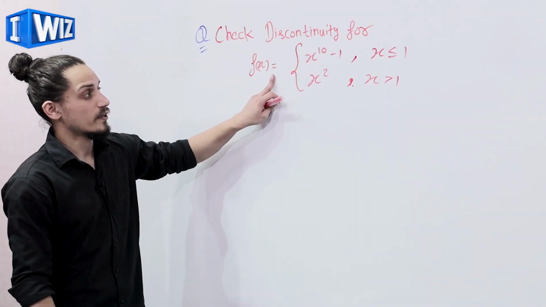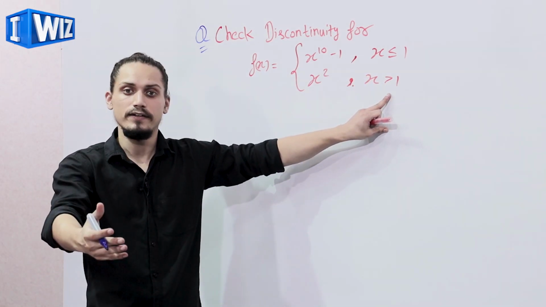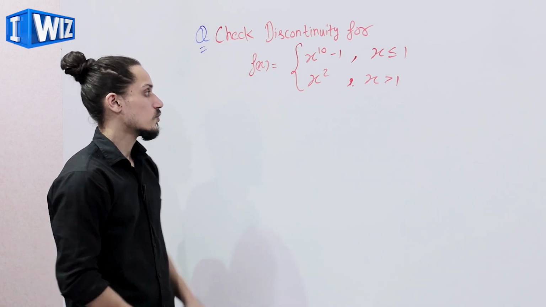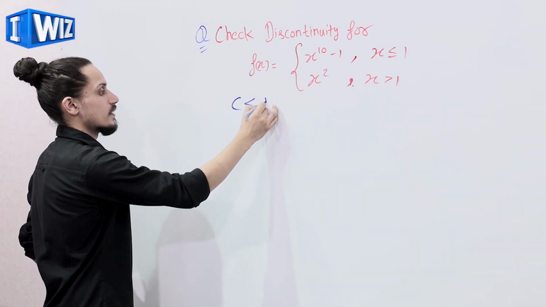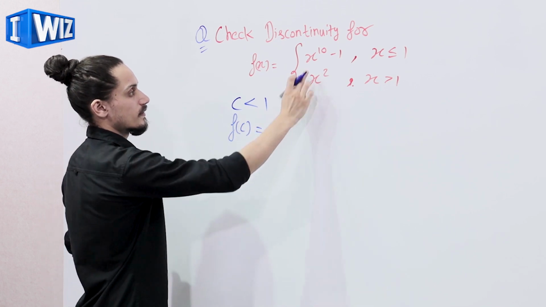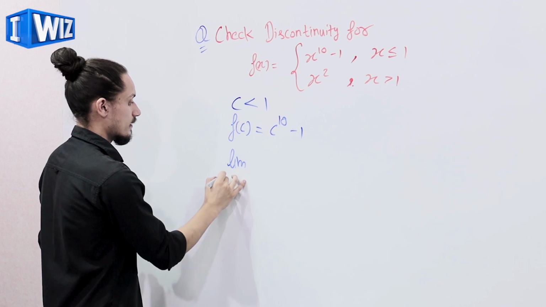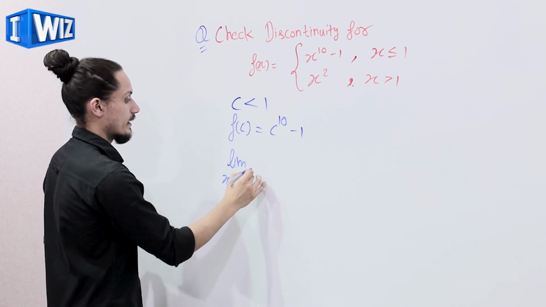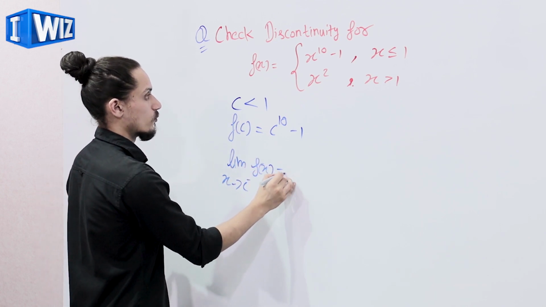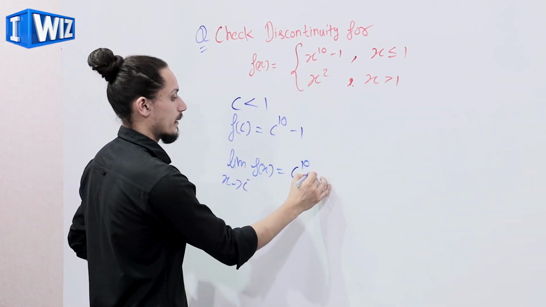So we'll check its continuity at a number which is less than 1, then a number which is greater than 1, and then for the number 1. So for a number c which is less than 1, the value of this function f of c will be equal to c raised to power 10 minus 1, and its limit, that is limit x approaches c negative, f of x will again be c raised to power 10 minus 1.